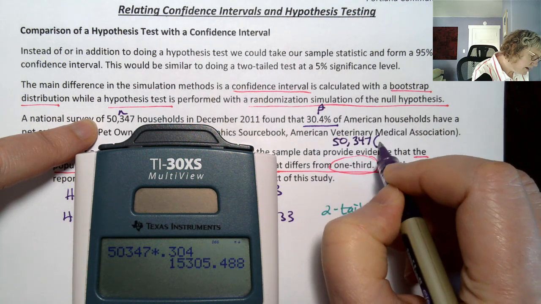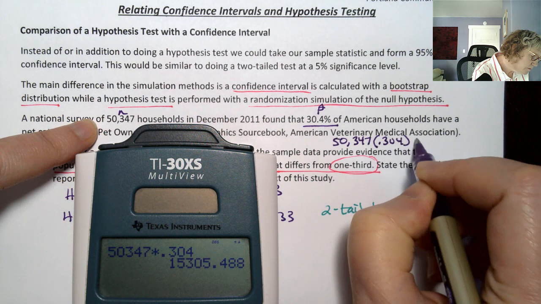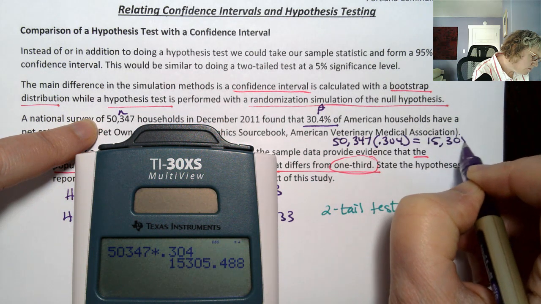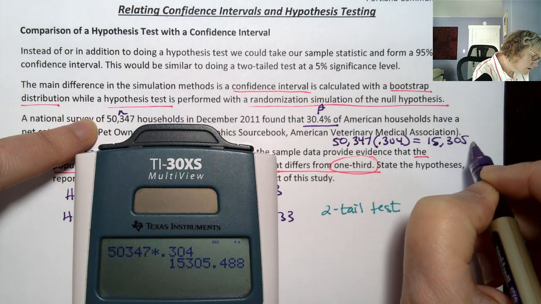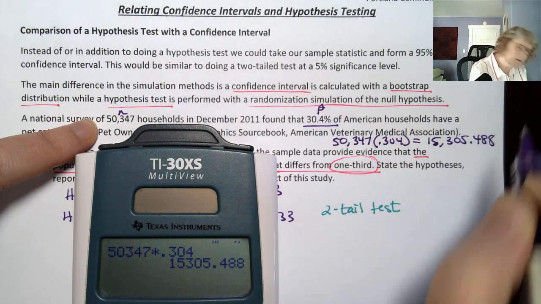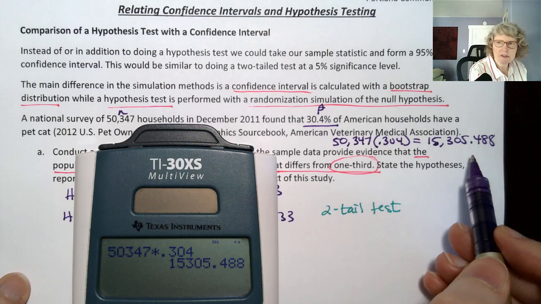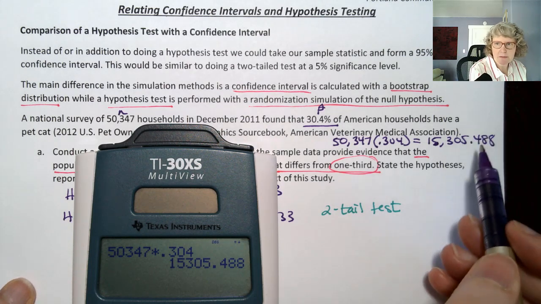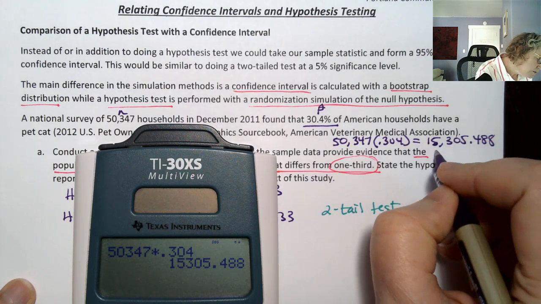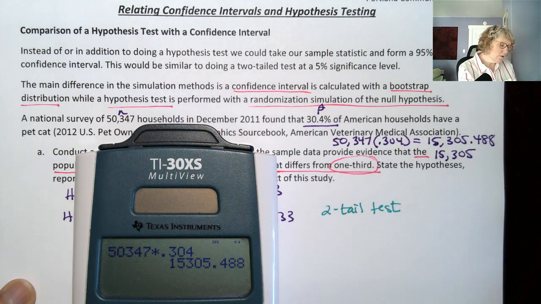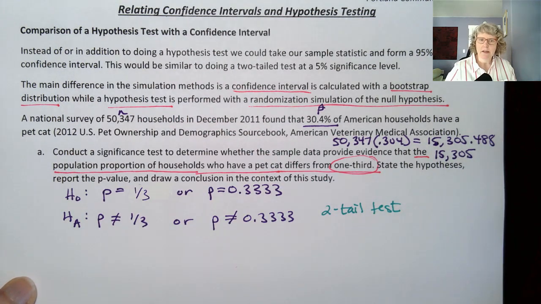50,347 times 0.304 equals 15,305.488. Okay, now we can't put a decimal, nor would we really want to put a decimal into our app. So I'm just going to round whichever way. If this was 0.5, I'd round up. If it's 0.4, I'd round down. So 15,305.